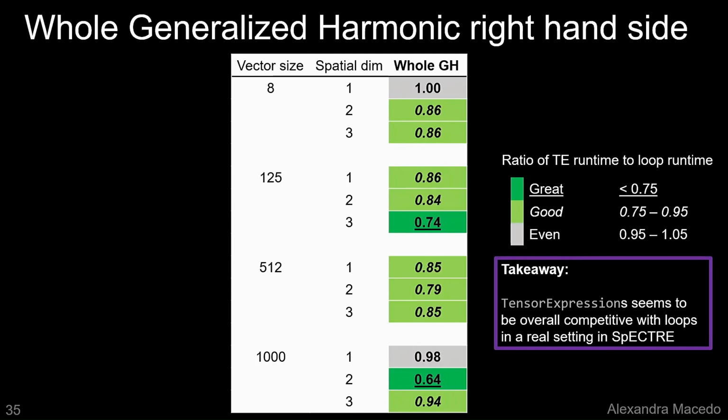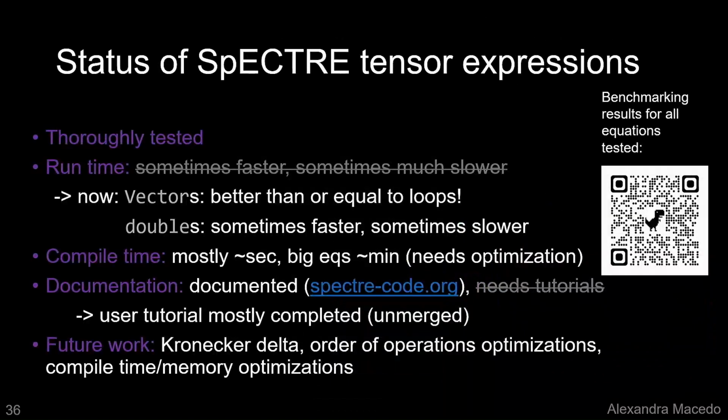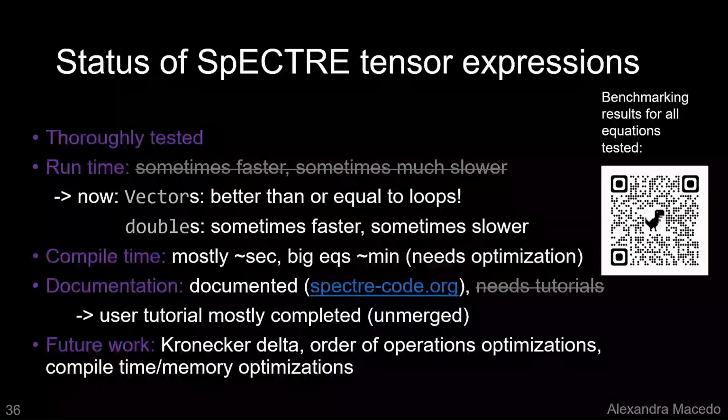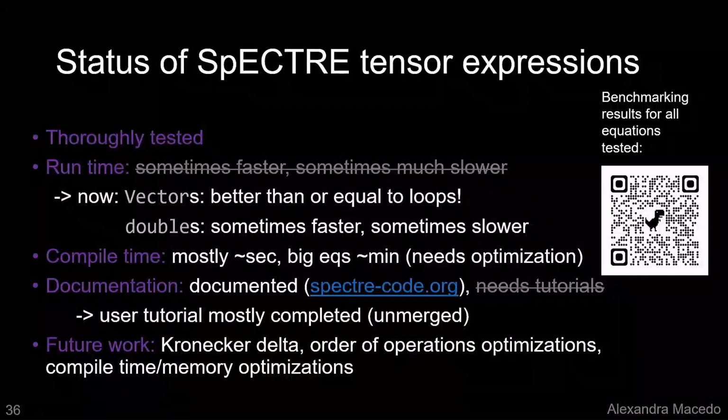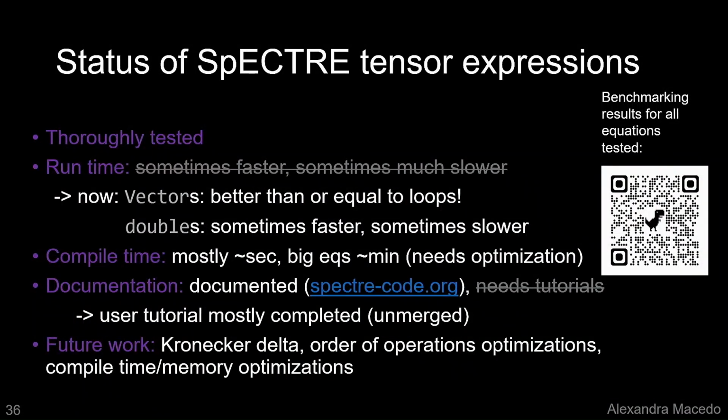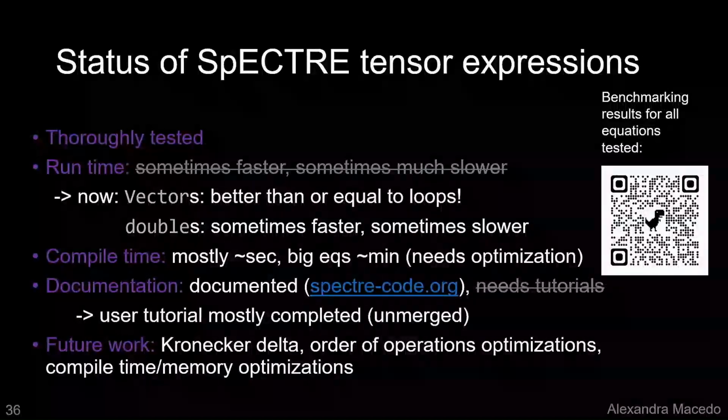And so if you look at these results, tensor expressions are doing pretty good. Anything less than 1 means that tensor expressions were faster than the loop, for different sized vectors and different dimensions. So this suggests that they can be competitive in a real setting. And so in conclusion, I'll just say that, yeah, vectors look good. Compile time is something I haven't looked at. So I've looked at it, but it has not been optimized yet. And that needs to be optimized. For very large expressions, the compile time can really go up, and so that needs to be optimized.